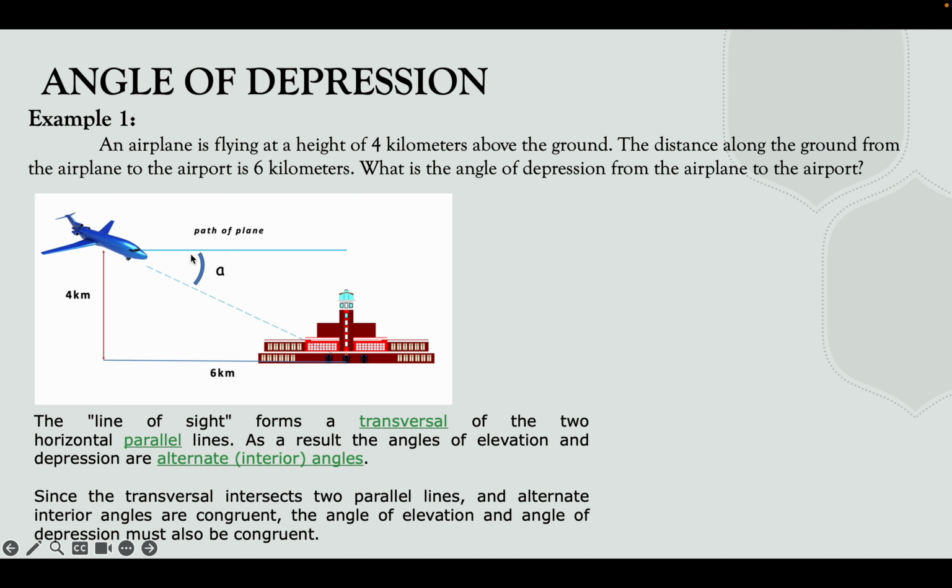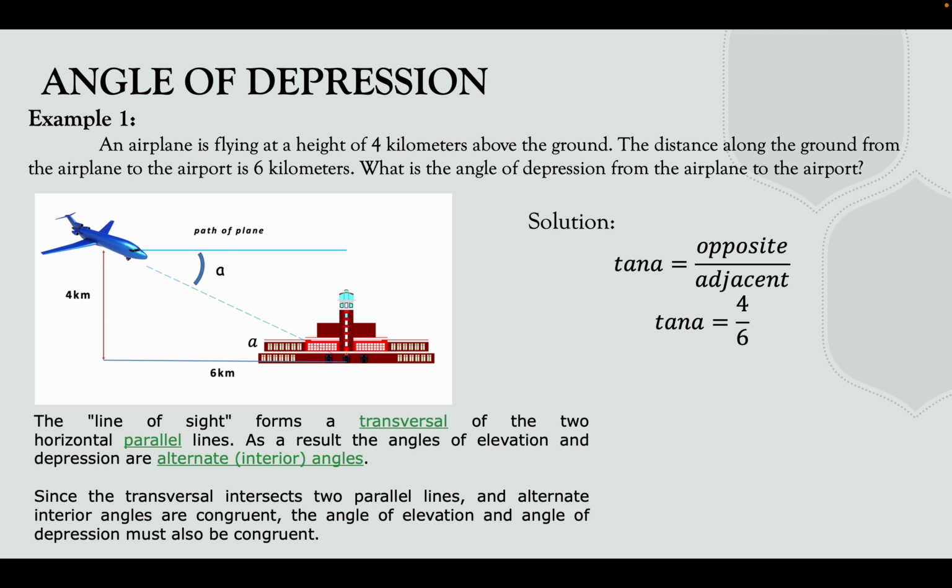We need to find the angle of depression, but the givens are in the opposite angle. Since they are alternate angles, we can use this angle to find the measure. What function will we use? For angle A, the opposite side is 4 kilometers and the adjacent side is 6 kilometers. So we will use TOA, or tangent. Tan A is equal to opposite over adjacent.